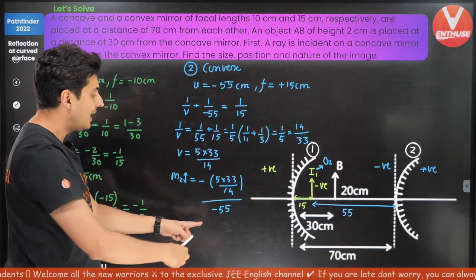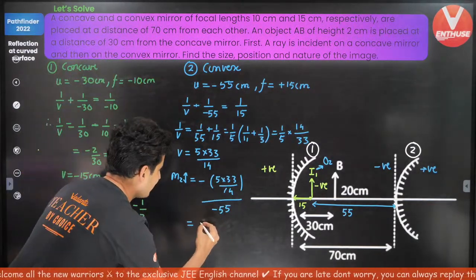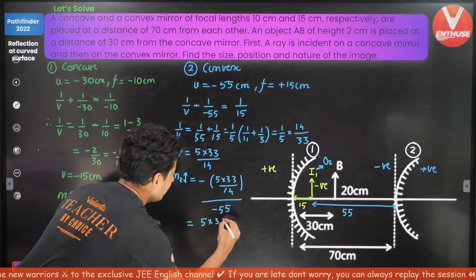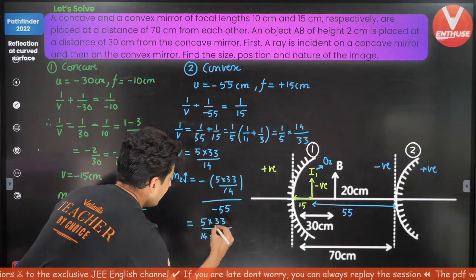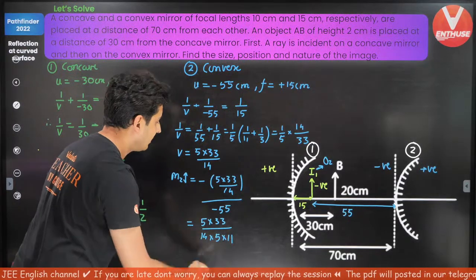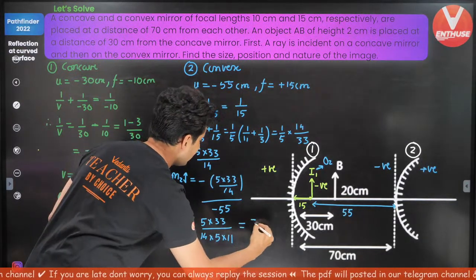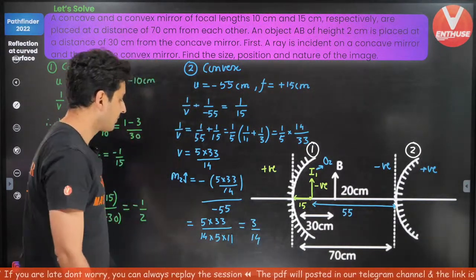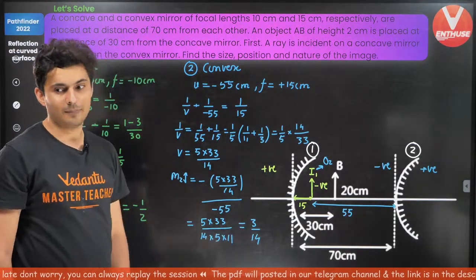So 55 is 5 into 11. So minus minus cancels. So 5 into 33 divided by 14. And 55 is 5 into 11. 5 goes 11 and 33 goes 3 times. So this will be 3 divided by 14. This is the magnification the second time.